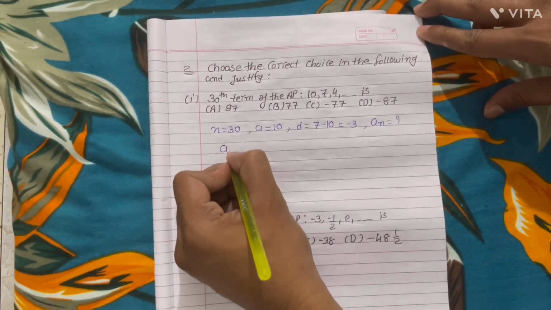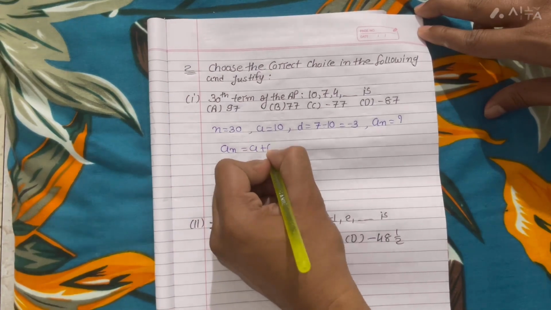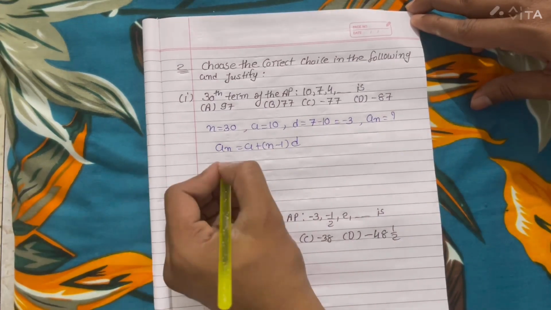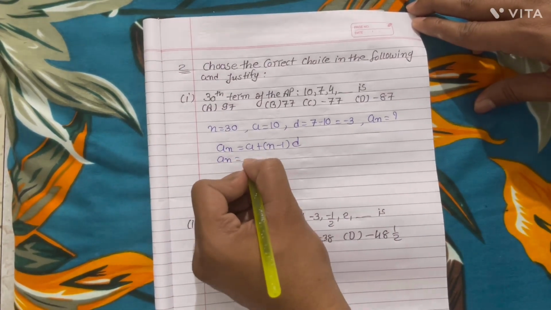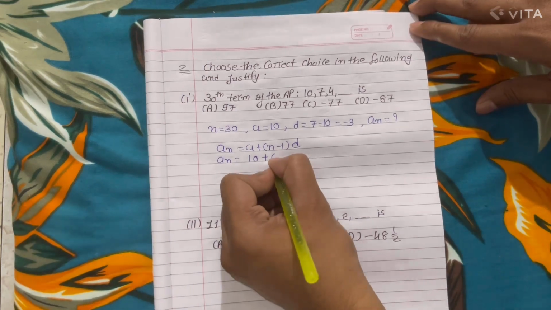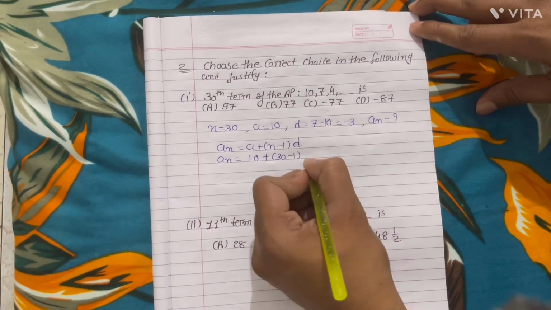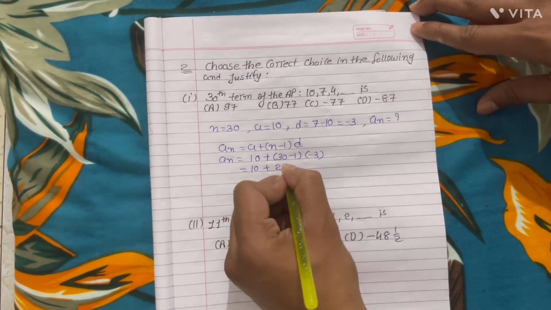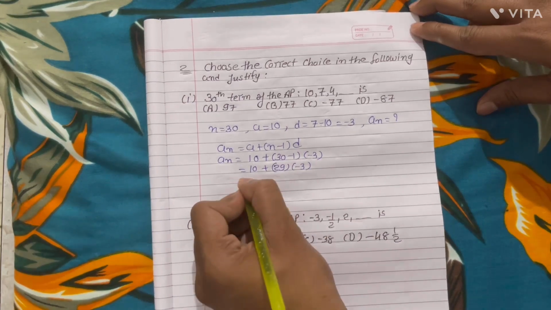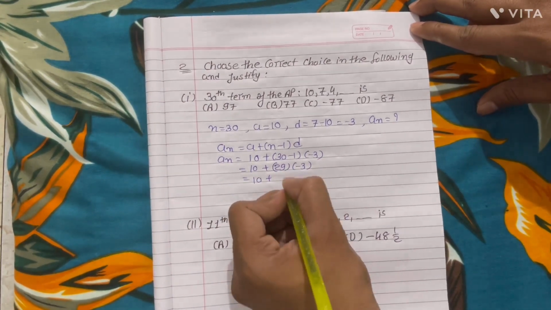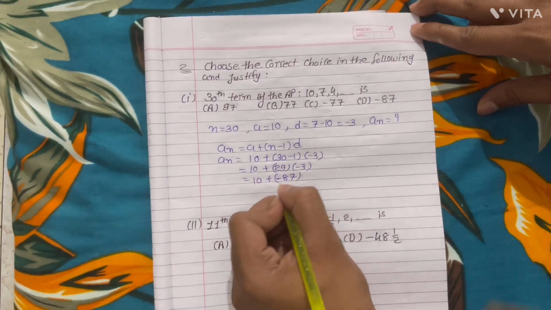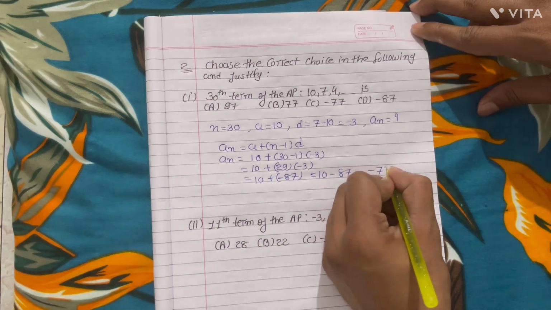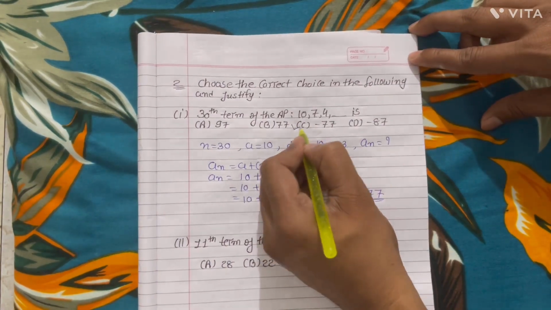What will be the equation? An is equal to a plus n minus 1 into d. So an we have to find. a is 10, n is equal to 13, minus 1, into d is equal to minus 3. 10 plus 13 minus 1 means 12 into minus 3, which is minus 36, so 10 minus 36 gives minus 26. It means option C is our answer.